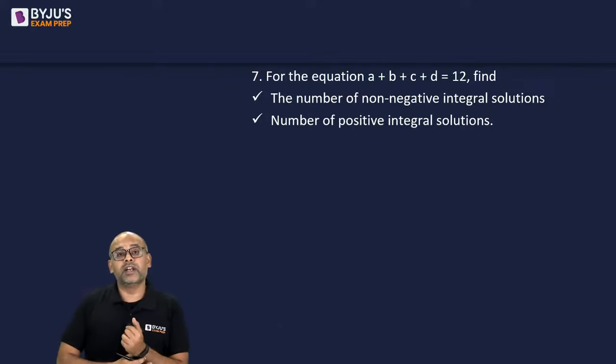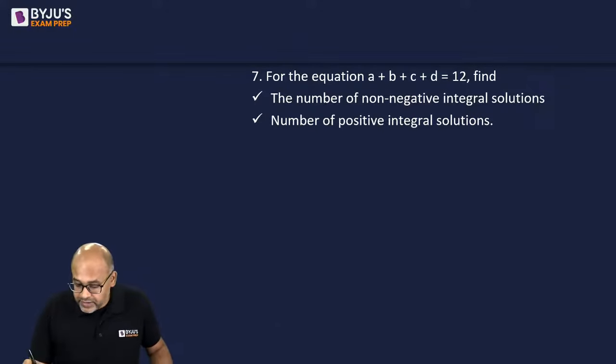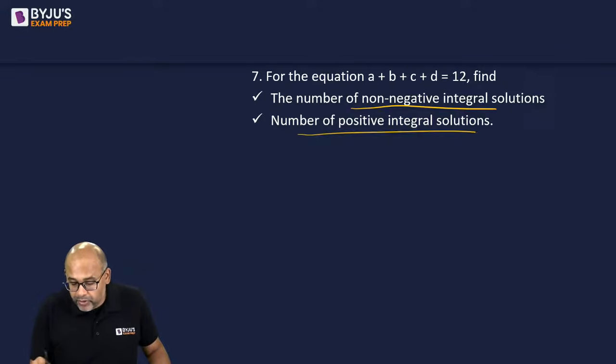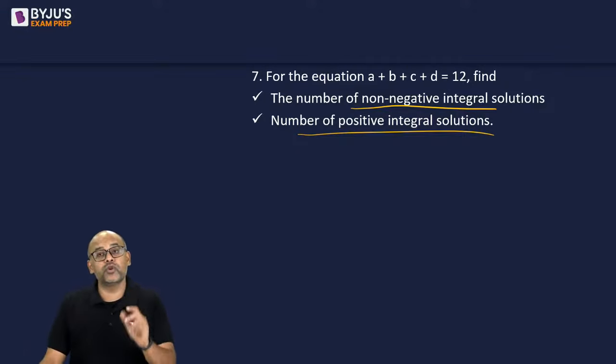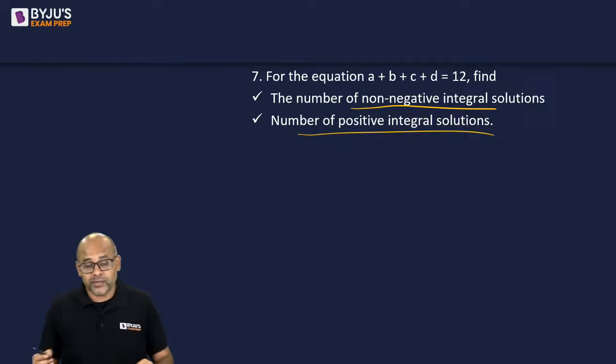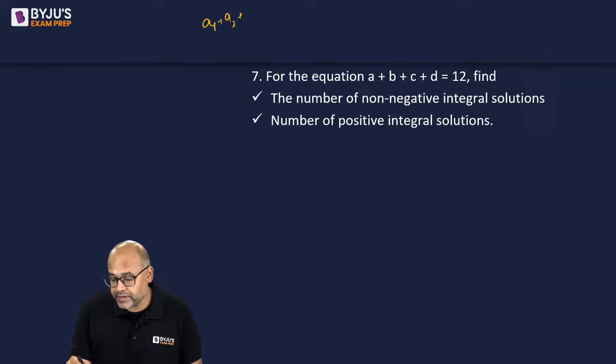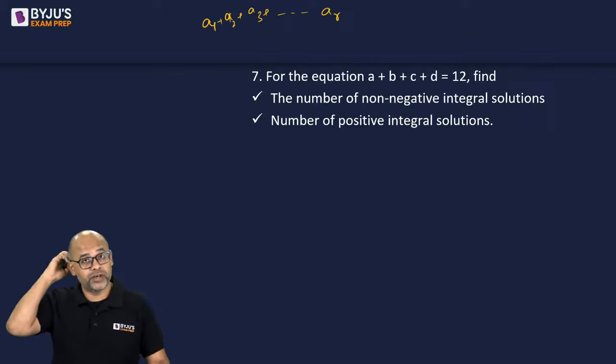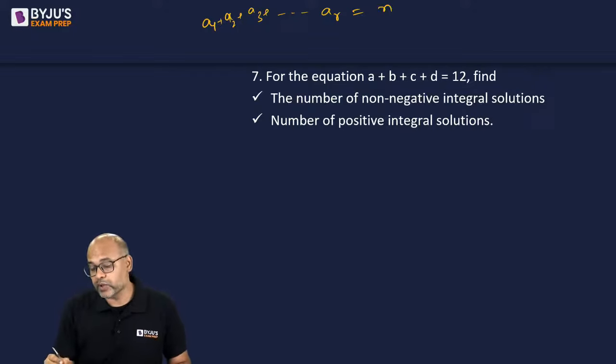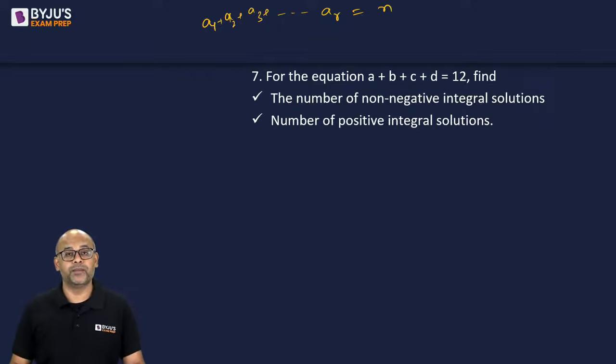Okay, here we are going to learn a new concept called the number of non-negative integral solutions and the number of positive integral solutions. So this is a new concept we are going to learn. The concept says, if I say A1 plus A2 plus A3 plus up to AR, I am taking R number of terms, the total is equal to N.